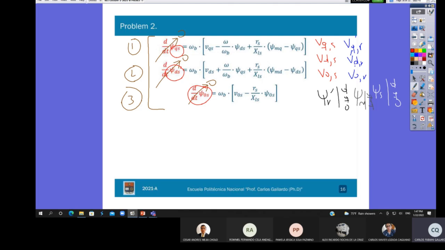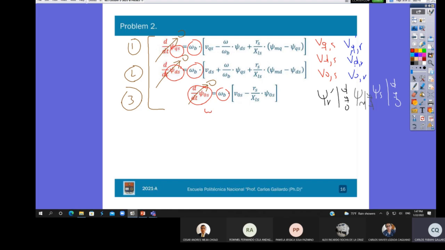Okay, so in order to substitute the data, I need to know the base speed. And besides, for the rotor, I need to know the rotor speed. So for this case, I need to know only the base speed.